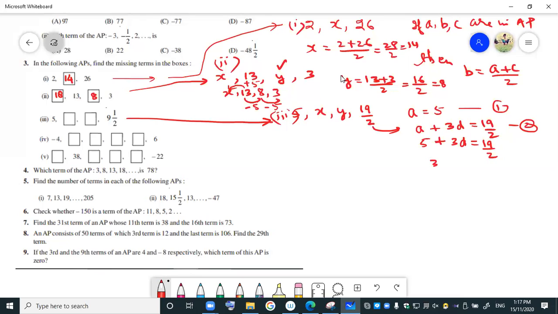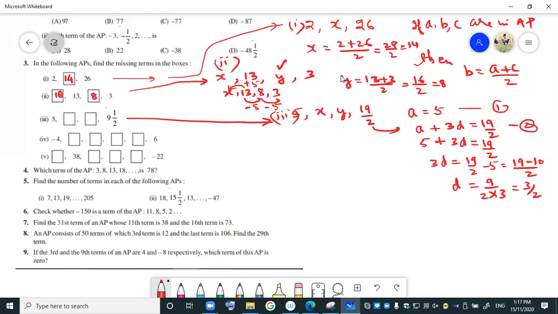5 we can bring to the right hand side. So this will become 19 by 2 minus 5. So 19 minus 10 is 9 by 2. So d will be equal to 9 by 2 into 3... 3 3s are 9, 3 by 2.